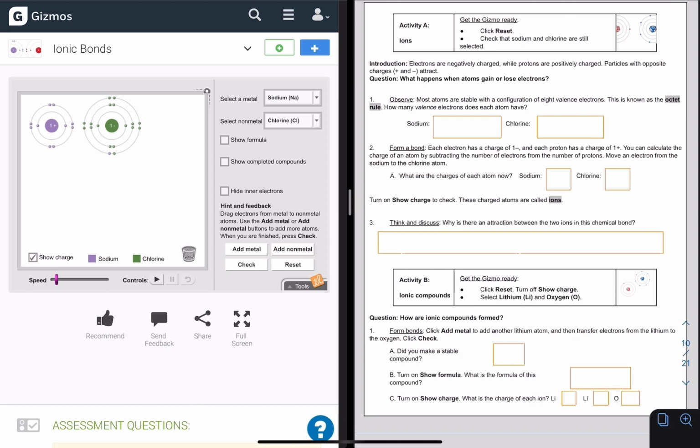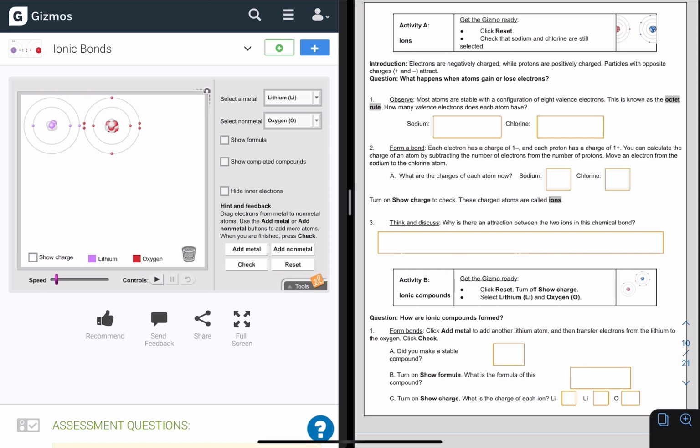Think and discuss. Why is there an attraction between the 2 ions in this chemical bond? So go ahead, take a moment, write your response in this box here, and then we're going to move on to activity B, ionic compounds. So we're going to hit reset. We're going to turn off show charge or unselect it, and then we're going to change these atoms to lithium and oxygen.